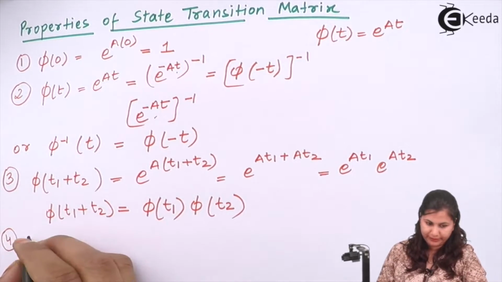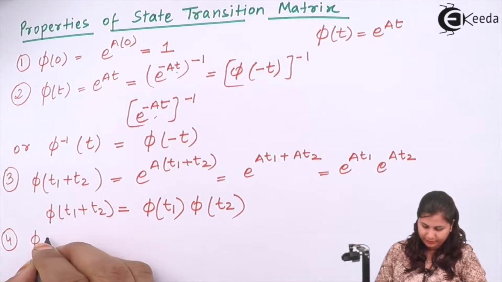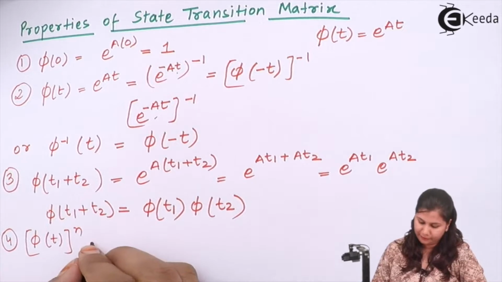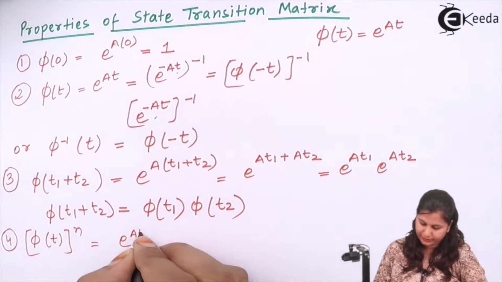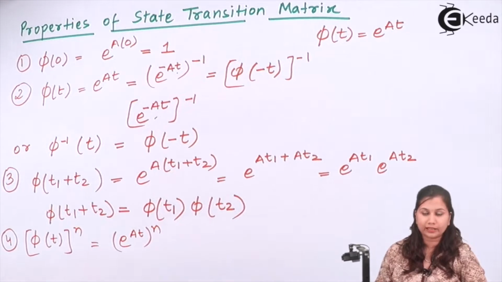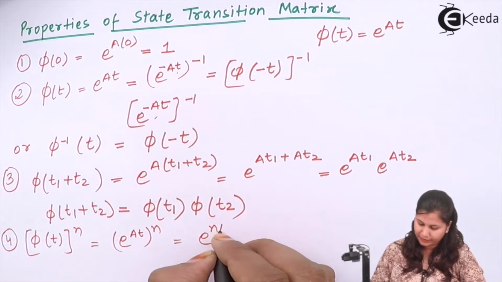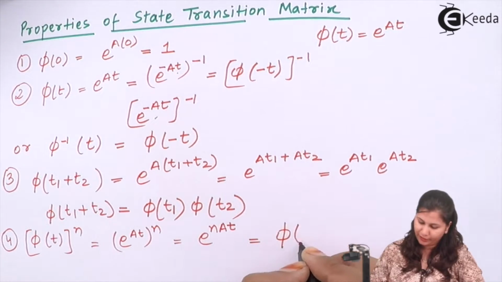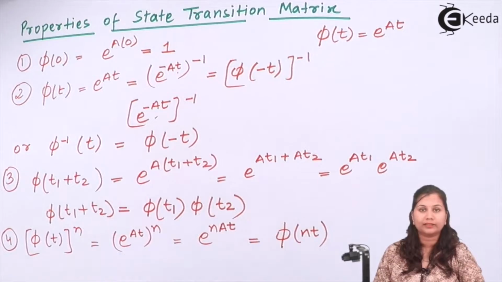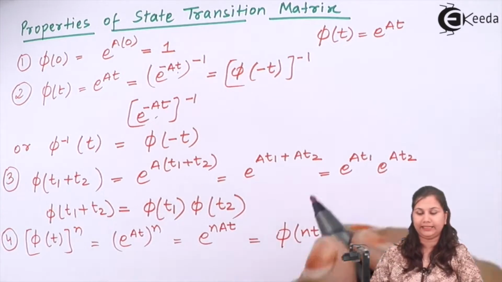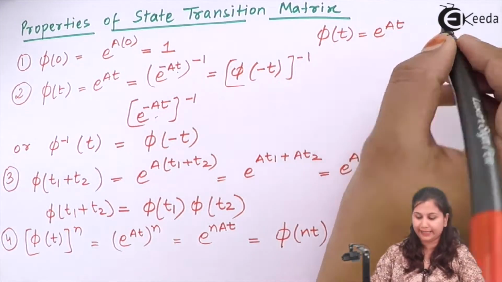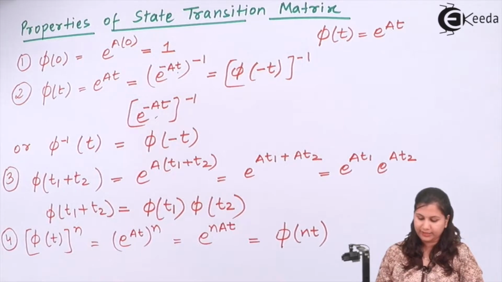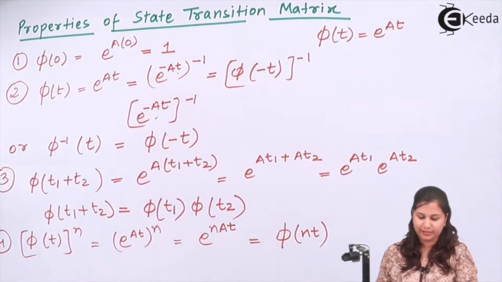Now the fourth property is phi(t) to the power n. It means we have e raised to the power At, and its power is n. So it will become e raised to the power nAt. Or we can say that it is phi(nt), that is, instead of t we are writing nt. So it will become e raised to the power nAt, and it is similar to phi(t) raised to the power n. So this is the fourth property of the state transition matrix.